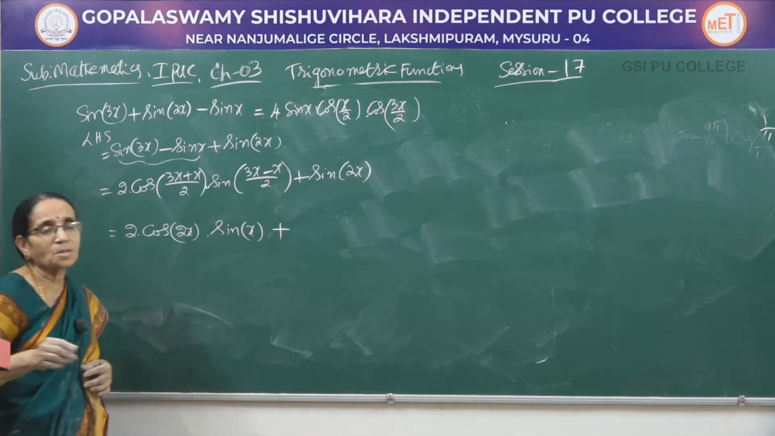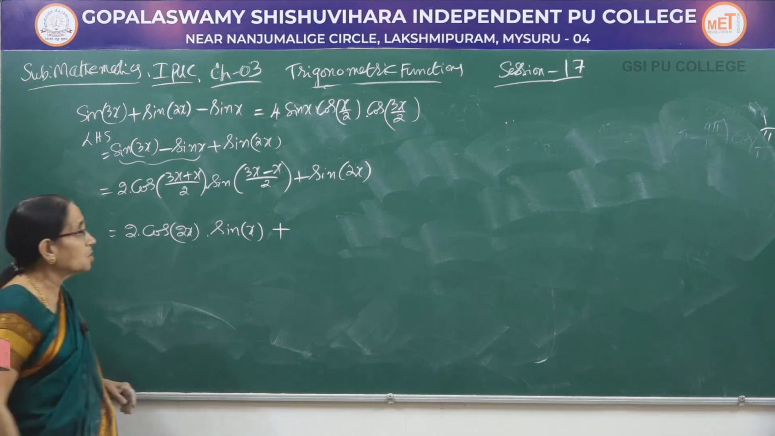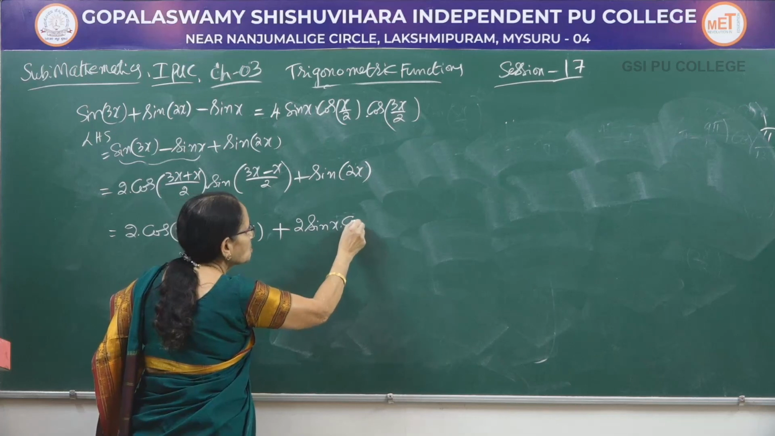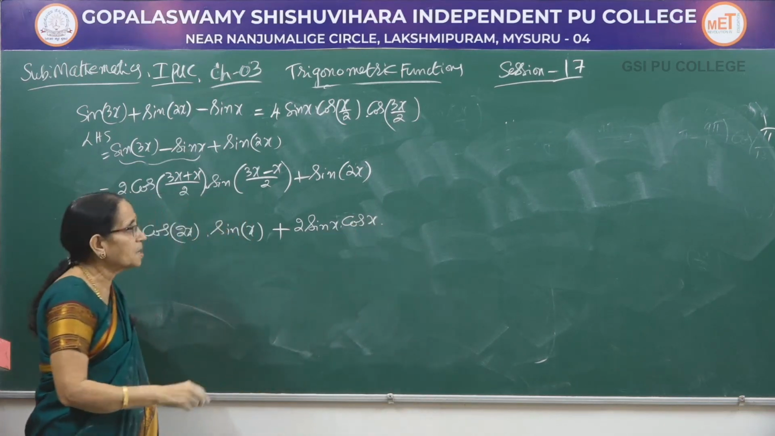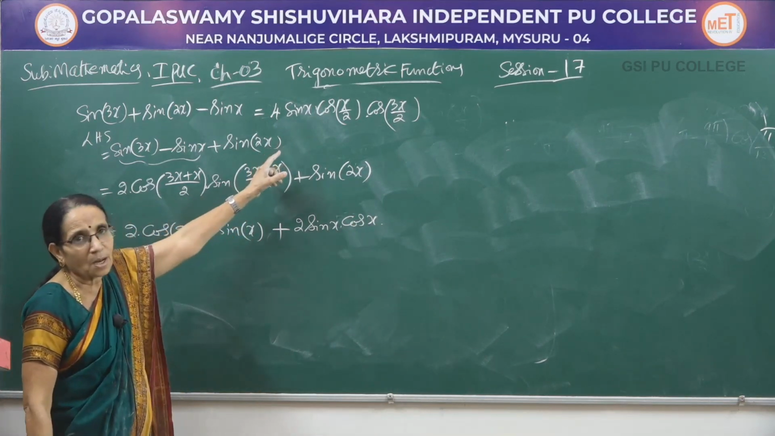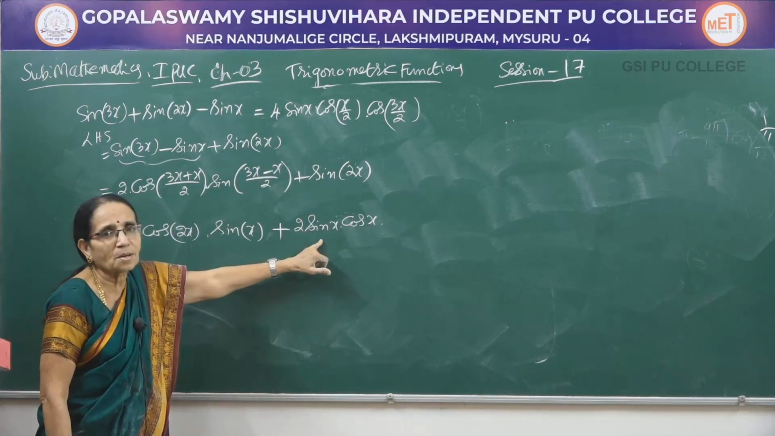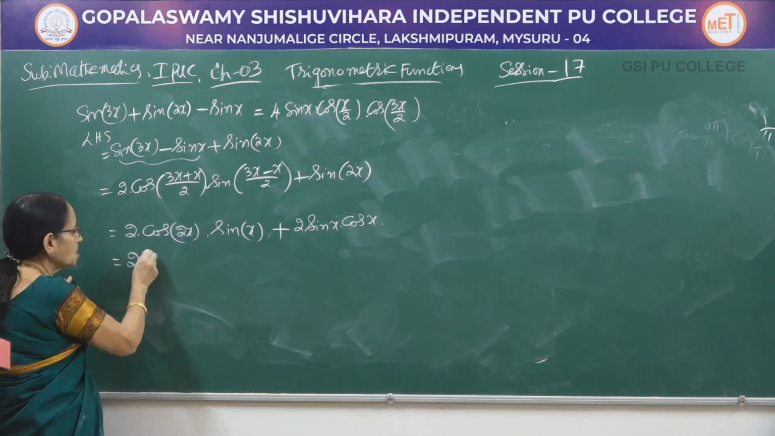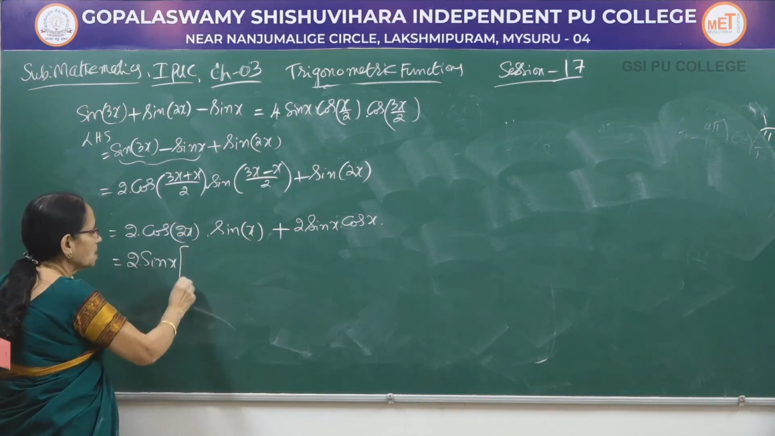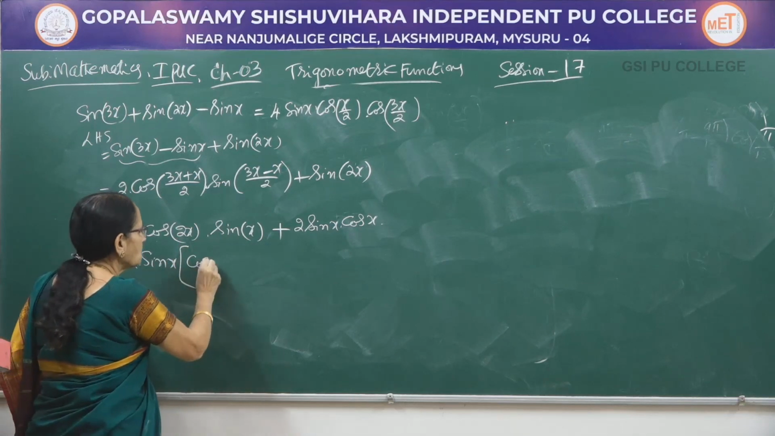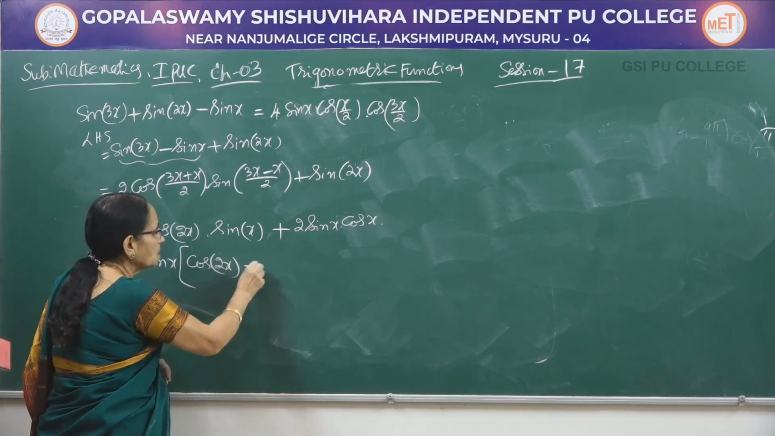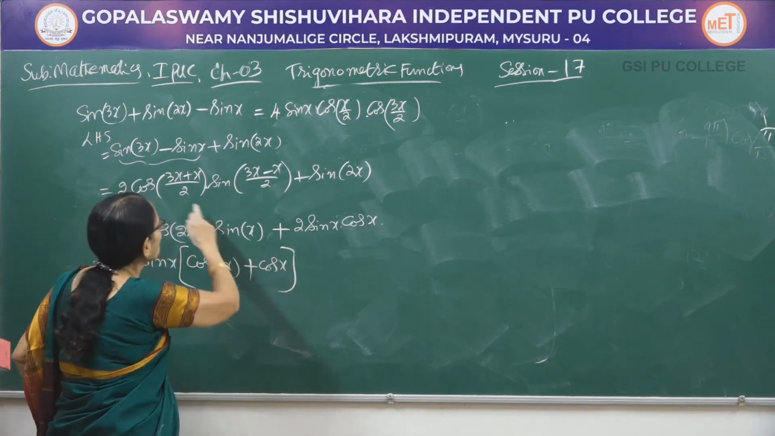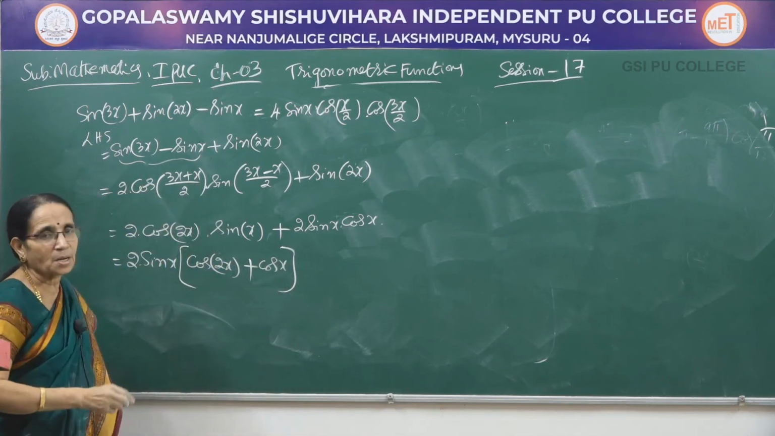Now at this stage the sin of 2x, you know that you can make use of the multiple angle formula to write it as 2 sin x into cos x. My idea is we have to have sin x on the right hand side. You can take out that sin x as a common factor and also the number 2. So take that common factor 2 sin x. What is remaining here? It is cos of 2x. And what is the other term? It is cos x.